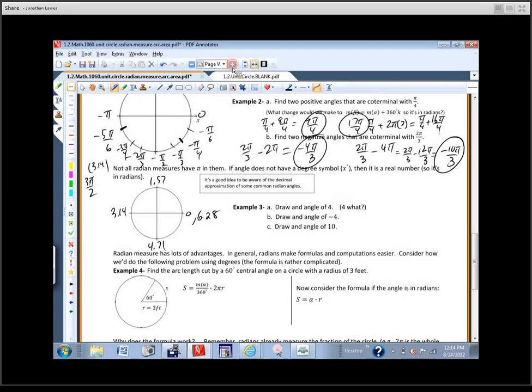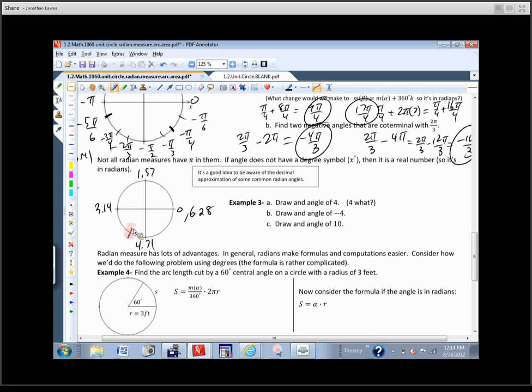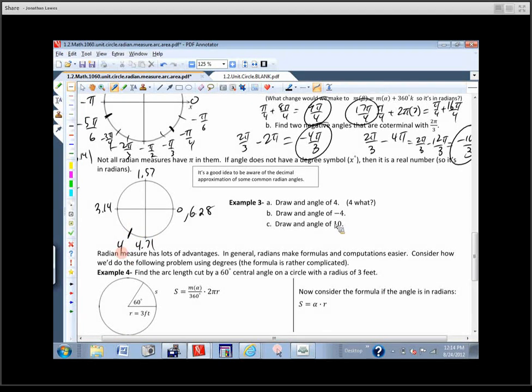If somebody said draw an angle of 4, the first question would be, well, 4 what? 4 degrees or 4 radians? How can you tell which it is? It doesn't have the degree symbol on it. If it doesn't have the degree symbol on it, it's got to be radians. So 4 radians would go in the positive direction. There's 1.57. 2 would be somewhere around here. Here's 3. 4's got to be somewhere in between these two, probably a little bit closer to this one. So there would be 4 radians.